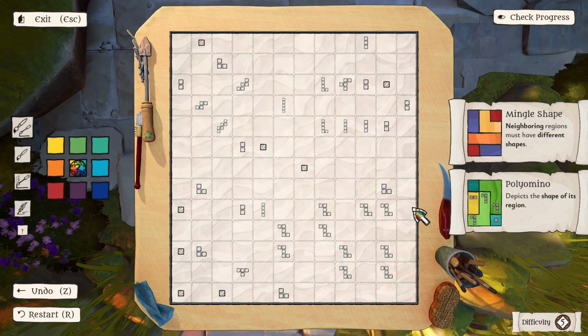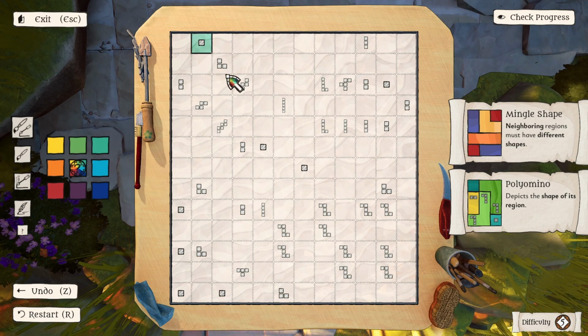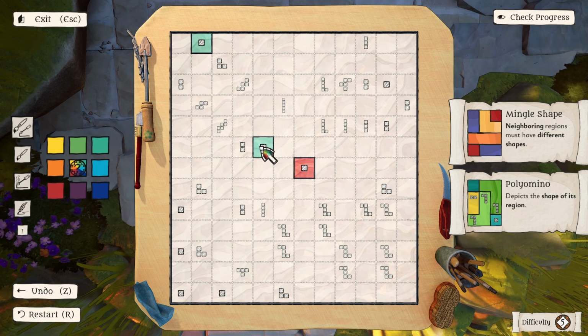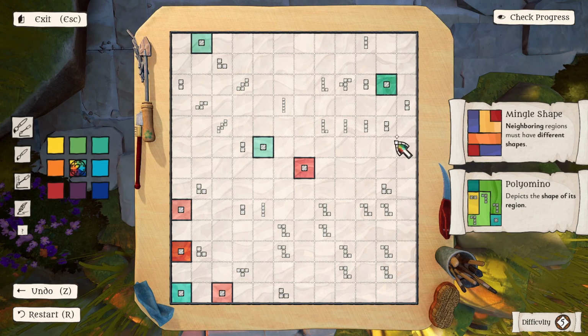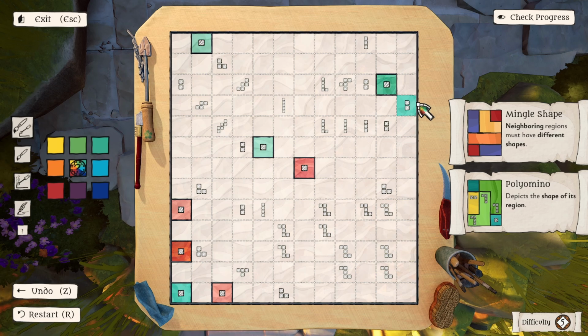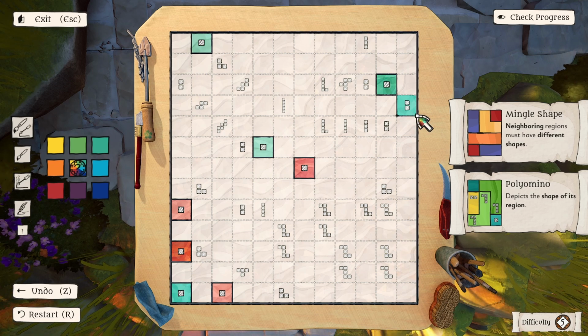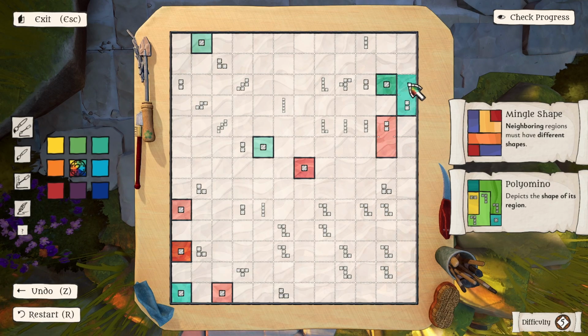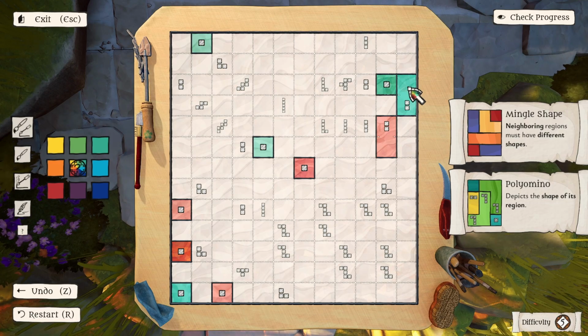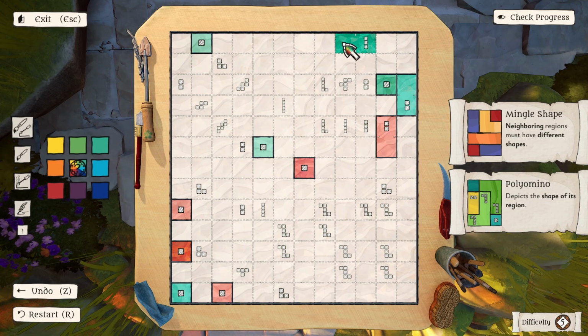Mingle shape polyomino, no shape bank. Fill in these to start with. That one. This is something I picked up in one of the other ones. It has to do that. And that. This one has to actually go that way. So that does that. This one is going to have to take that.